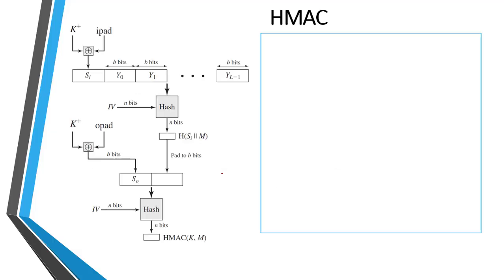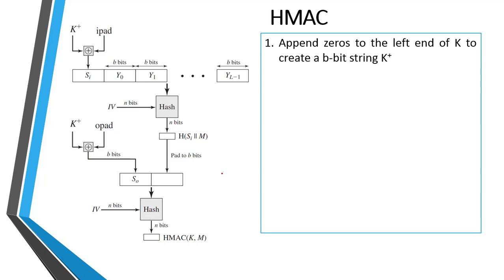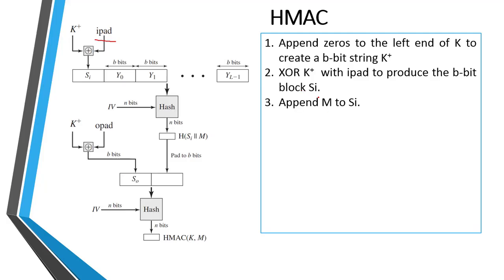So this is the HMAC algorithm. The first step is to append zeros to the left of K to create a b-bit string K plus. After that, XOR K plus with ipad to produce the b-bit block Si. After that, append message M to Si. Here Y0, Y1, up to YL-1 are the blocks of the message M, which are appended with the output of the exclusive OR operation, that is Si.